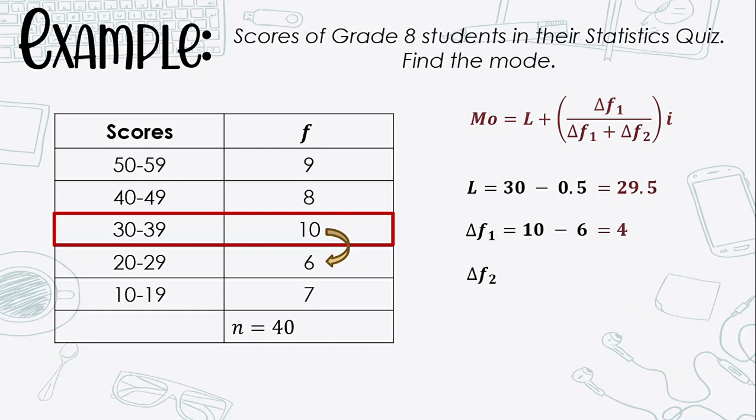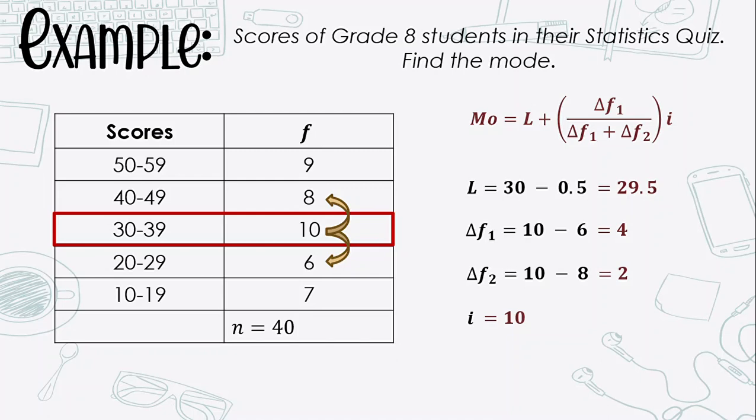Next, we have Δf2, which is the difference between the frequency of the modal class and the frequency after it. The frequency of our modal class is 10, and the frequency after it is 8. So Δf2 is equal to 10 minus 8, and that is equal to 2. And lastly, we still have i, or the class size. Since we still have the same example, i is still equal to 10.